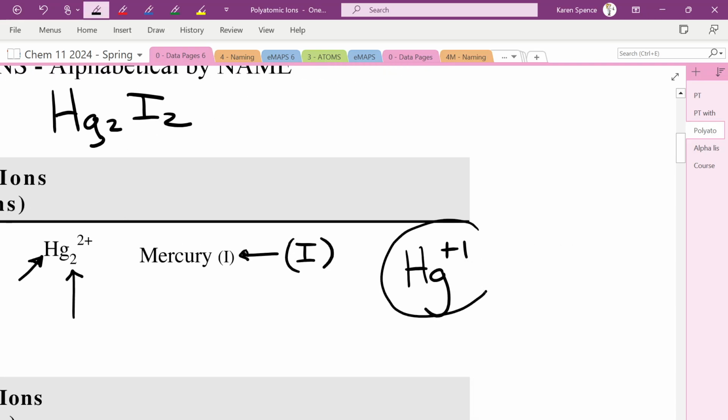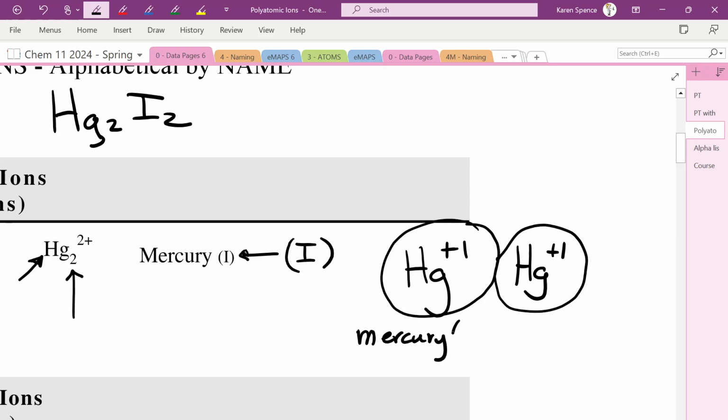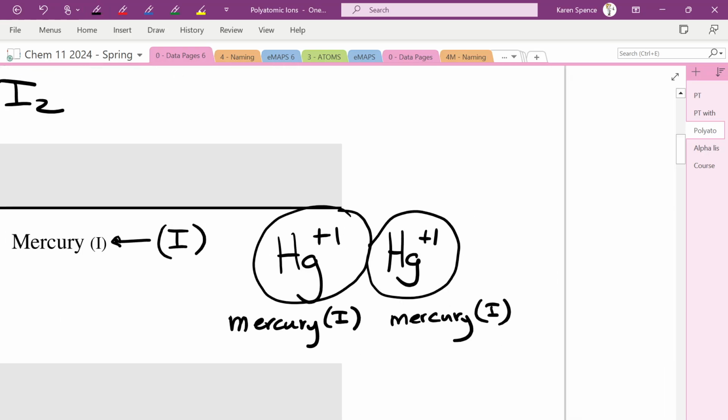So mercury 1 is bonded to another mercury 1. So you still have mercury 1. But it doesn't move around without its little partner. Mercury? What am I writing? Mercury 1. So just watch out for that one. It is a little bit weird, but it is what we've got there.